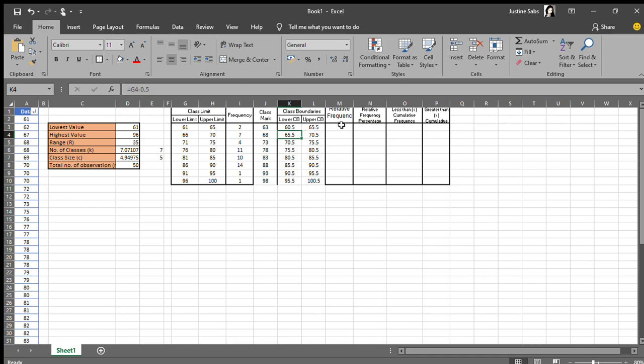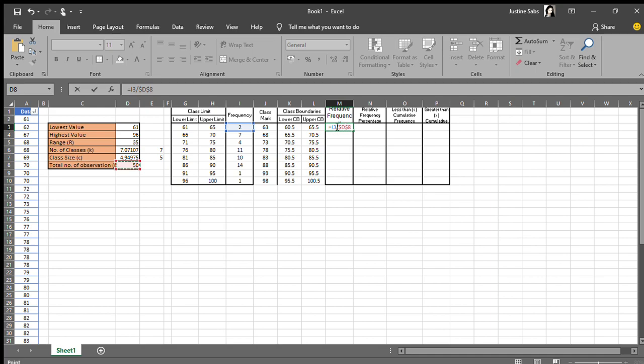In computing the relative frequency, that would be the ratio between the frequency and the total number of observations. So, the single item for the frequency, we divide by the total number of observations. The first class frequency is 2 divided by the total number of observations, which is 50. Since all of my class frequencies will be divided by 50, in the formula I put a dollar sign. The dollar sign holds a certain cell, so that will be our reference.